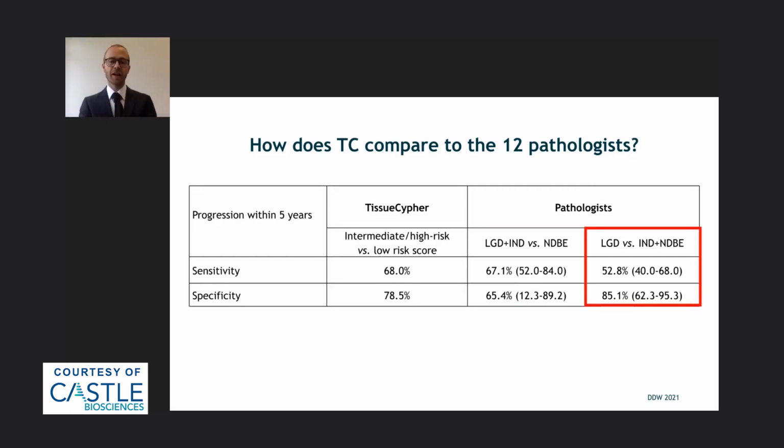On the other hand, if we group the indefinites with the non-dysplastic ones, which closely reflects their progression rate in our study, we end up with a sensitivity of 52% and a specificity of 85% for the pathologists. So this looks pretty good for TissueCypher. However, these results for the pathologists are the mean and the ranges from the 12 pathologists.